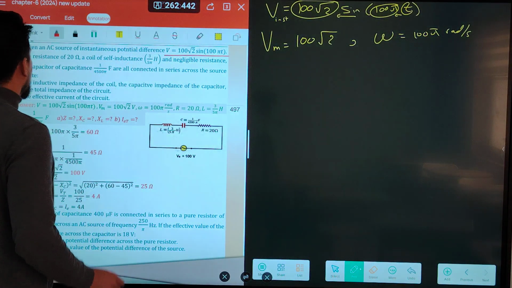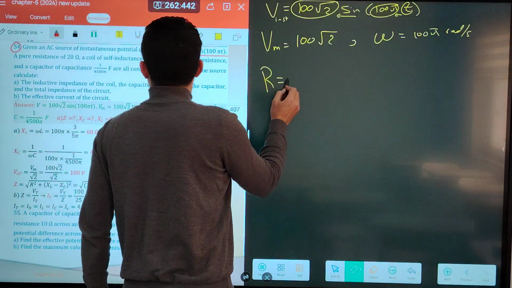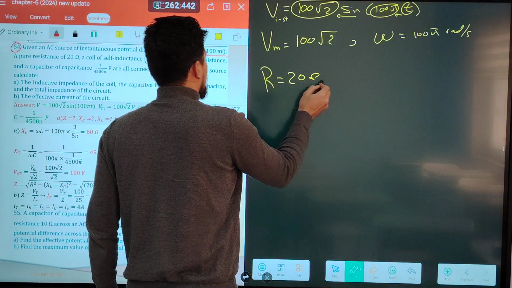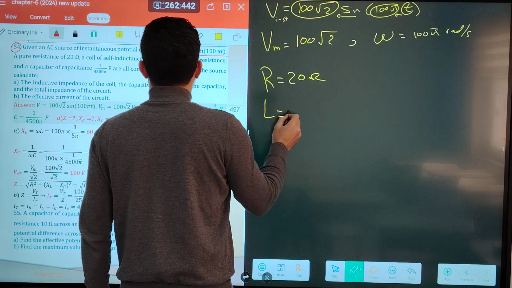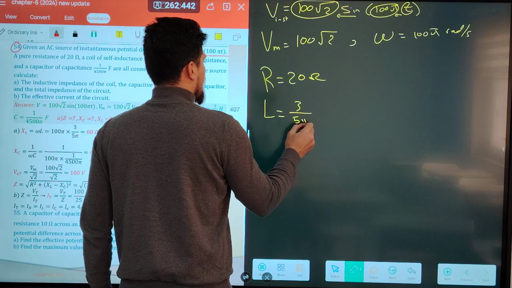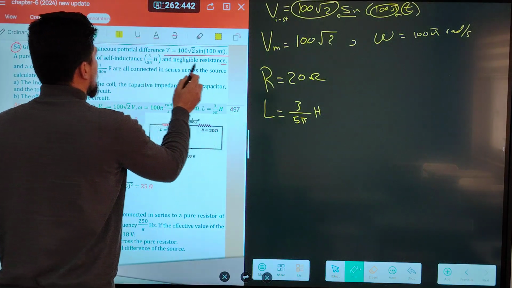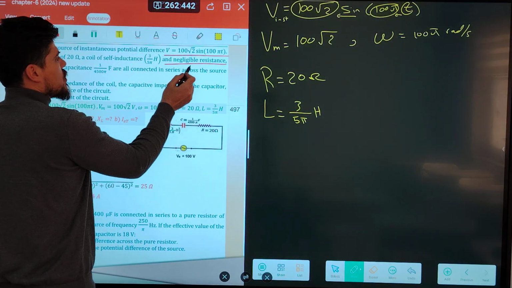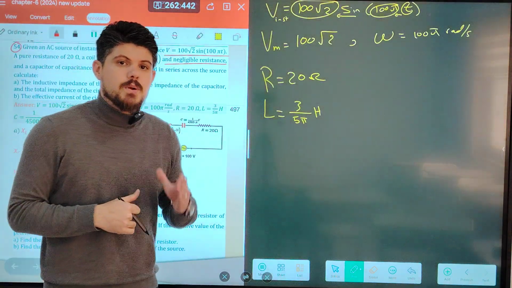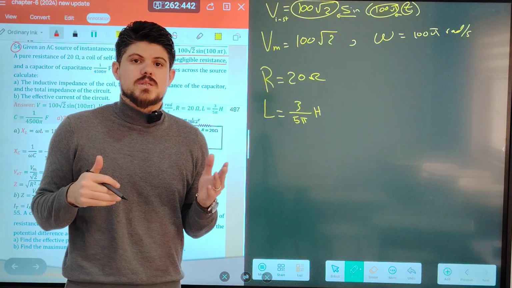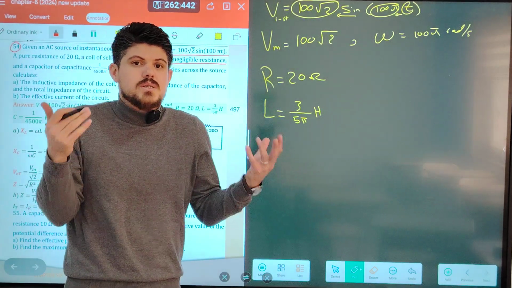Okay? A pure resistance of the circuit. Do we have resistance? Yes, it is given, 20 ohm. A coil of inductance L, 3 over 5 pi henry, and negligible resistance of the coil. What do you mean by negligible resistance of the coil? It means that the coil has no resistance. We have only pure resistance. Be careful, guys. We have two different types of resistance: pure resistance of the circuit and the resistance of the coil. These are two different things.